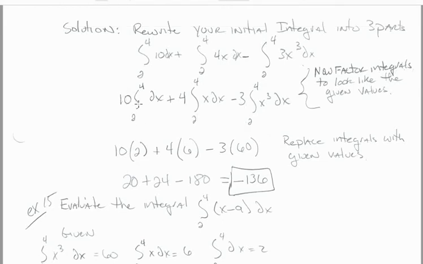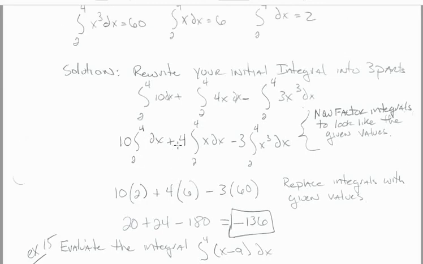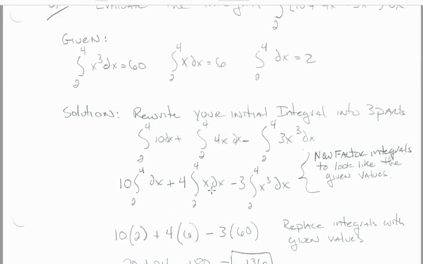Do not eliminate the coefficient that you factored out of the integrand. Okay, so we factored that 10 out. It stays in front, but we replace the integral from 2 to 4 of dx with 2 because that was one of our given ones up here. We also replace the integral from 2 to 4 of x dx with 6 down here, so that we get 6 times 4 down here. And then we replace the integral from 2 to 4 of x cubed with 60, so it's going to be 3 times 60.